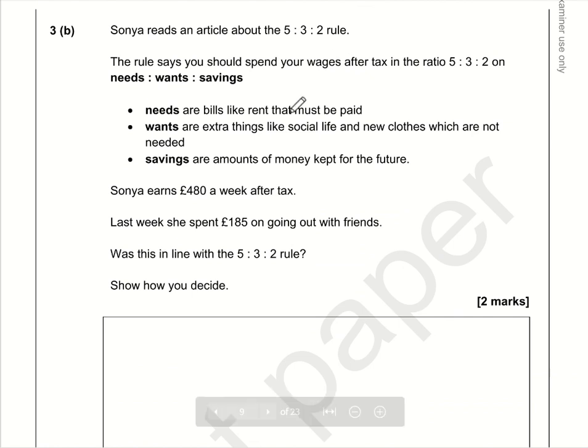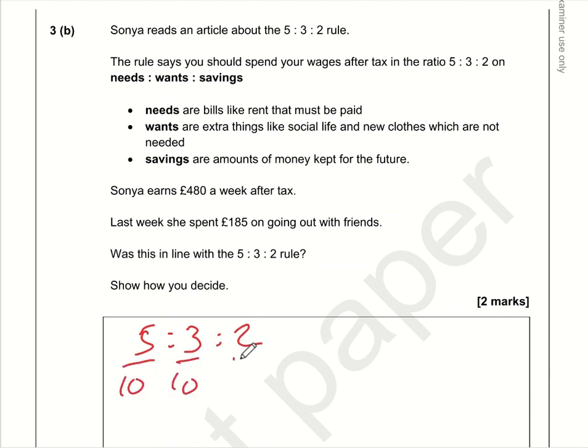Okay, Sonia reads an article about the 5 to 3 to 2 rule. So here we've got a ratio and we can turn these into fractions: 5 tenths, 3 tenths and 2 tenths. We're talking about tenths because 5 plus 3 plus 2 is 10. So what this means is 5 tenths of what she earns is for needs, 3 tenths of what she earns is wants, and 2 tenths is savings.